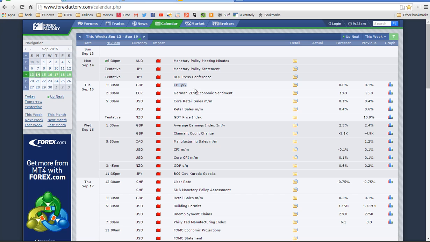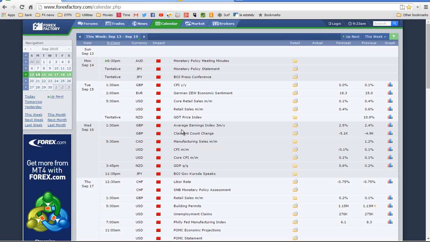We've got UK CPI numbers. This is big for pound pairs. CPI numbers are important. That's a big deal. So that's coming Tuesday night for the UK session. And then we have retail sales for the US, which is big. Some good New Zealand news.